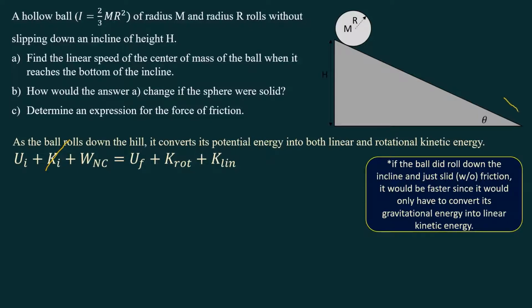Then it goes to the bottom of the incline. So the final height will be 0, the bottom of the incline, so there's no Uf there. And then something about rolling without slipping. When something rolls without slipping, there is forward and backwards work by friction. Those works cancel out, so there's no net work. This means work done by non-conservative forces is 0 when you're rolling without slipping because friction does no work. So we have potential energy going into rotational kinetic energy and linear kinetic energy.